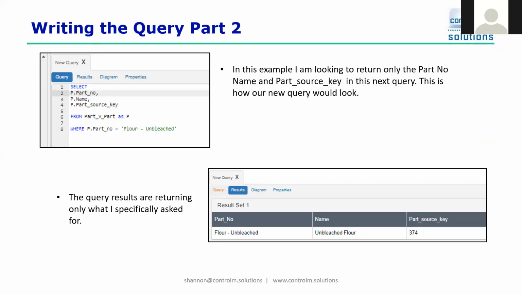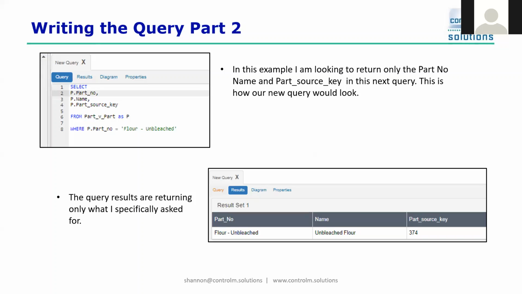I'm going to narrow down our query here to not see all 82 columns, just a few specific columns. So I removed the asterisk and I updated my select statement to return only part number, part name, and part source key in this next query. I don't have to change any other information in the from command or the where clause. And now when I execute my query, it's much more manageable to look at.